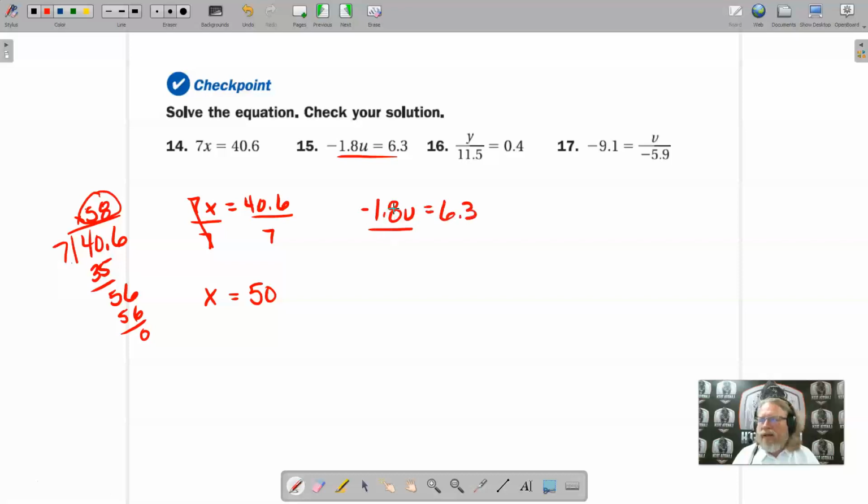And we're going to divide because the negative 1.8 is tied to the u through multiplication. The opposite operation is division. We're going to divide by the very number we wish to get rid of, which is negative 1.8. And what we do to one side, we do to the other. And these will cancel each other out, the negative 1.8, so we end up with just u equals. And this is a positive divided by a negative, so our answer would be negative. And then, yes, I'm going to go ahead and use the calculator here. 6.3 divided by negative 1.8 equals negative 3.5.